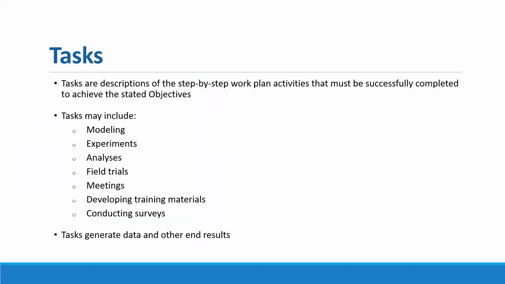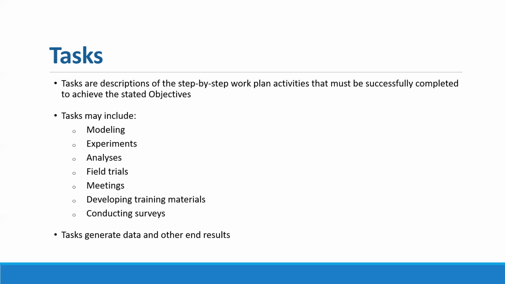All right, so moving on to the tasks. So tasks are going to be descriptions of the step-by-step work plan activities that must be completed in order to achieve the stated objectives. So again, tasks support objectives. Tasks should thusly be closely correlated to the objectives. And again, just to reiterate, the tasks are really going to explain how the project is going to get done at the end of the day.